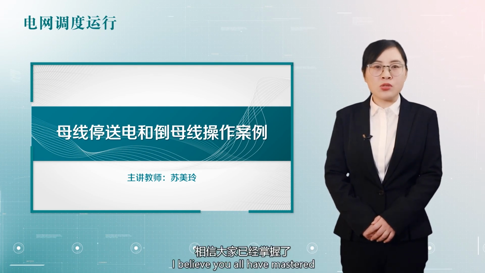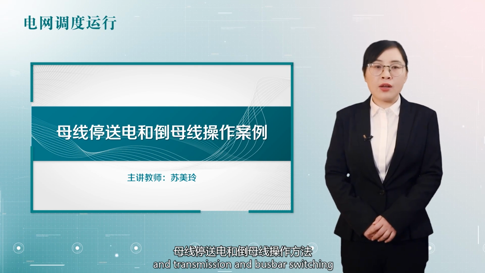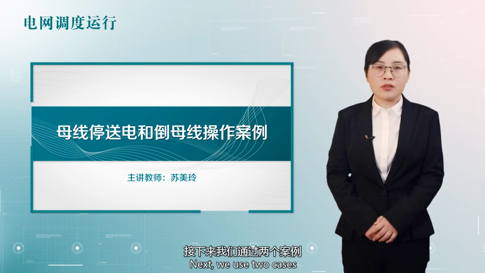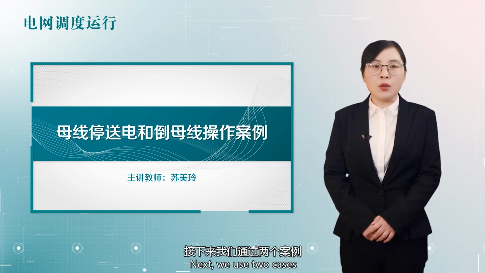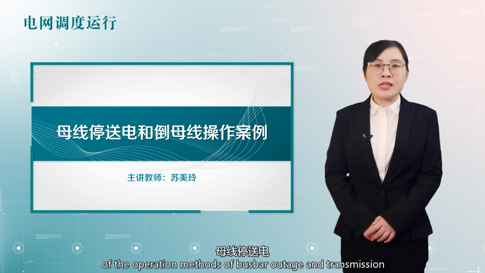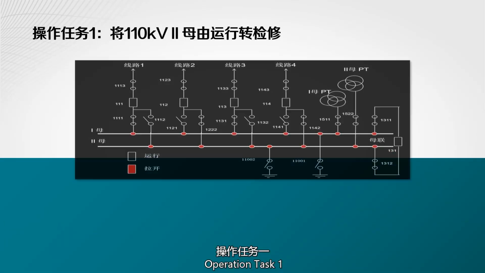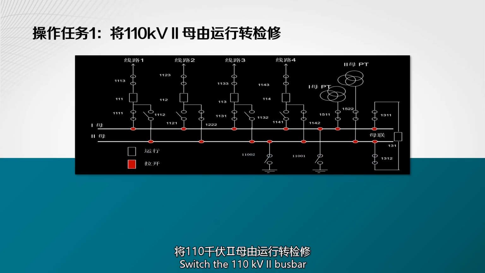I believe you all have mastered the operation methods of busbar outage and transmission and busbar switching. Next, we use two cases to understand the outline steps of the operation methods of busbar outage and transmission and bus switching. Operation Task 1.